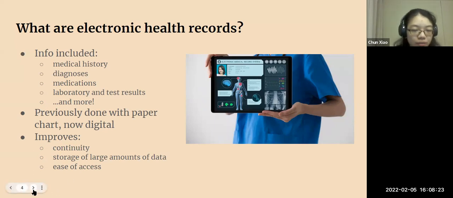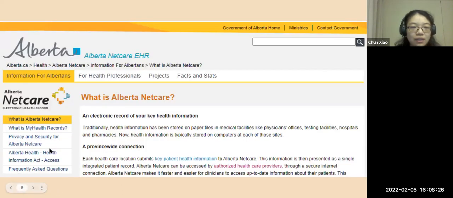So next we will talk about the system for electronic health records that is used within Alberta. This is called Alberta Netcare. Basically, it is essentially just an electronic health record like I described in the previous slide. Physicians and other health providers will upload patient information onto Netcare, and it will be accessible to other certified health providers. And also, if you're over 14, you can go onto Alberta Netcare and have access to your own medical history and data.